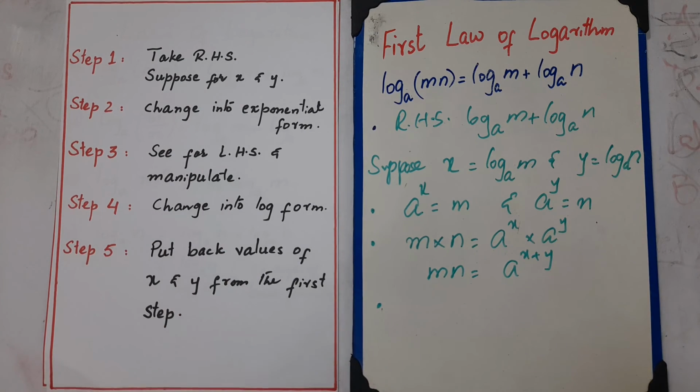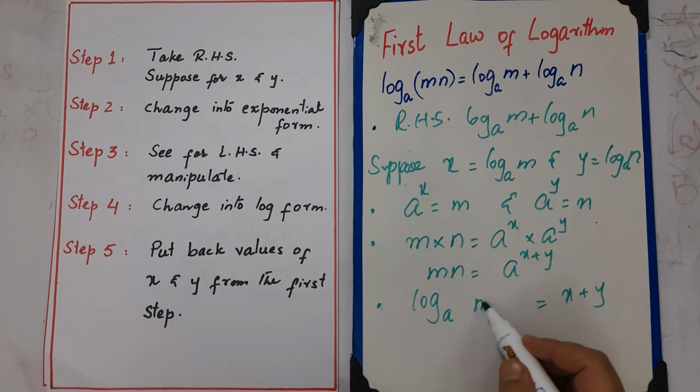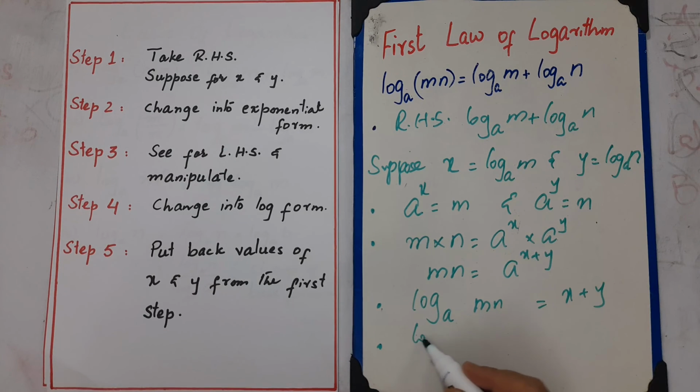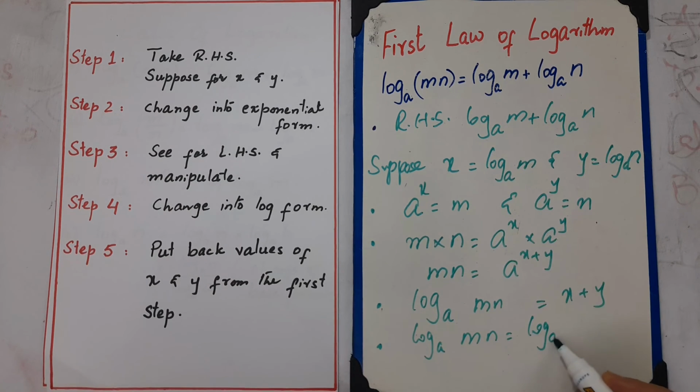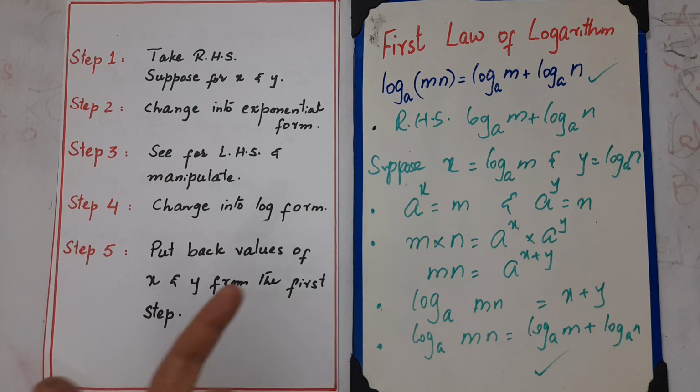Fourth step, change into log form. We have already learned this is in exponential form. For the log form, this thing comes into the base, the power comes to the other side, and the log of this number. And the last step, put back the values of x and y from the first step. x was equal to log to the base a of m, and y was equal to log to the base a of n. The law has been proved magically. This was just a magic.